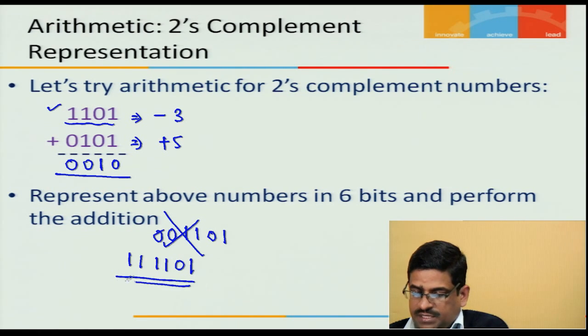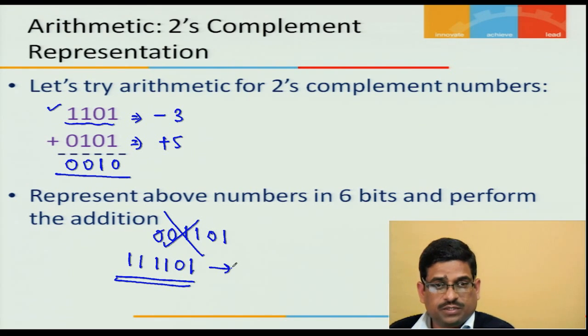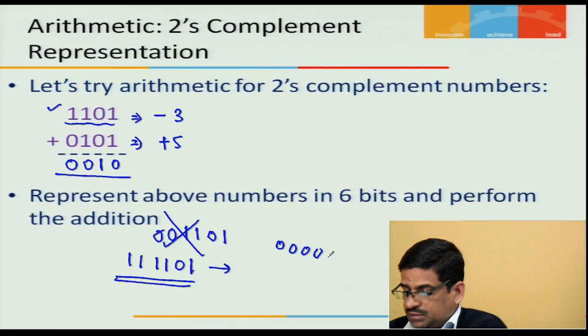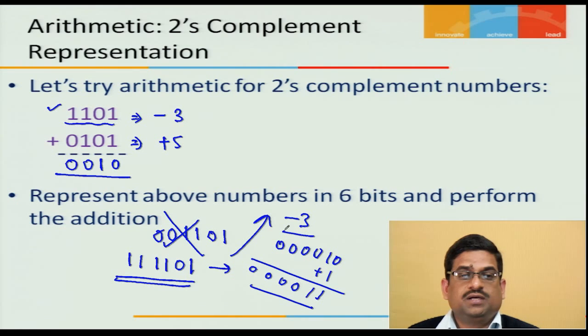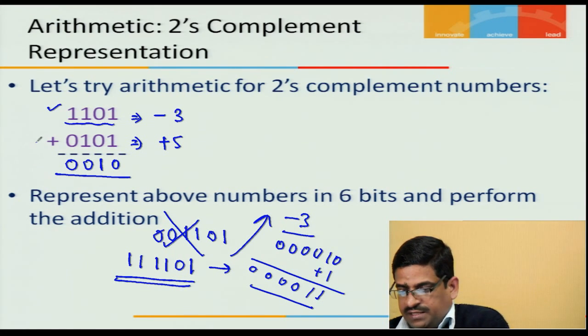Now what is the value of this number? You can calculate it. For calculating the value, because the number is negative, I have to take the 2's complement of this number. The 2's complement means taking the 1's complement and then adding 1. So the 1's complement will be 4 zeros, 1 and 0, and plus 1. After adding 1, I get the 2's complement, so I am getting 3, and because the number is negative, it's minus 3. Still the value has not changed when I represent this number from 4 bits to 6 bits. So it works.